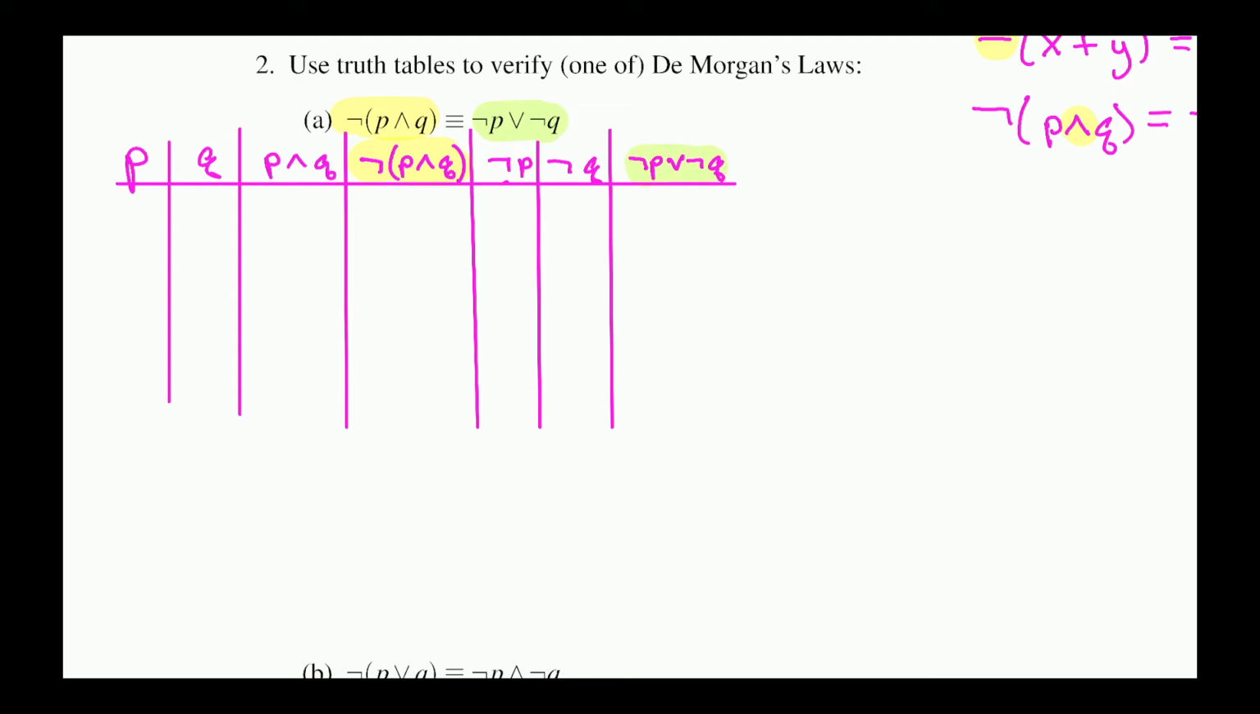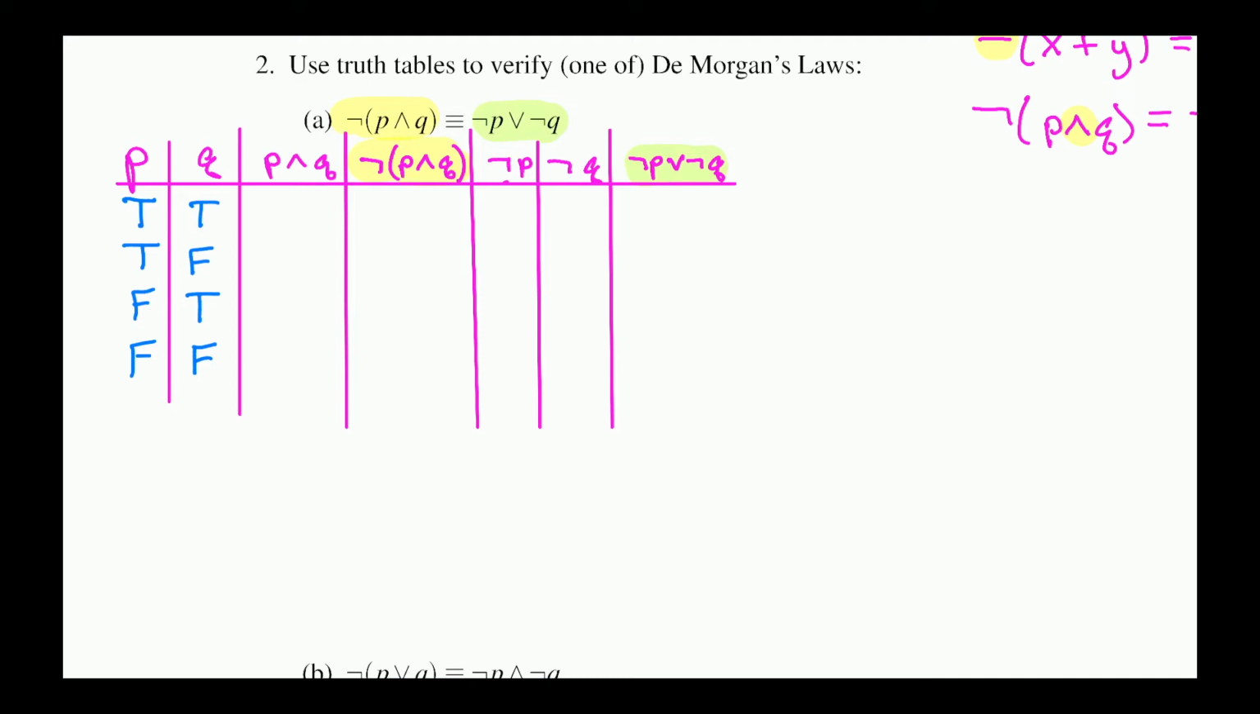And then we'll be comparing those two columns, the ones that are highlighted. If they're equal, then those two things must be logically equivalent. And of course, you can probably guess that they are going to be equal, because if not, then De Morgan's law is a lie. So we only have P's and Q's, so we only need 4 rows, not 8. So we'll go true, true, false, false, true, false, true, false, and we can get started.